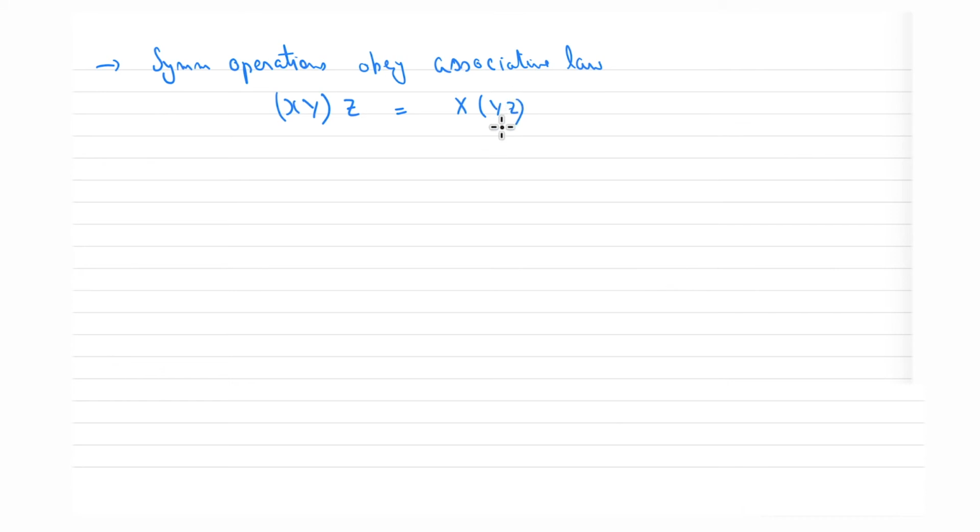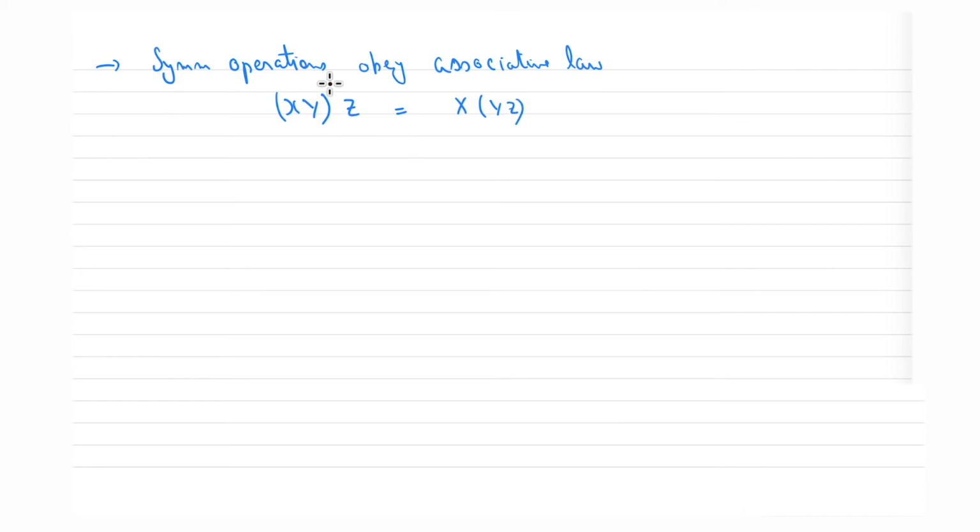Another important property symmetry operations follow is that symmetry operations obey the associative law. So what is the associative law? Associative law means that if we have two operations x, y and a third operation z, then the product of x and y, into the third operation z, is equal to x times the product of y and z. So what do I mean in this case?